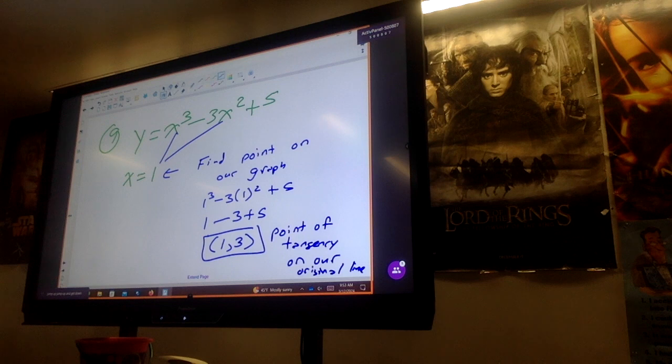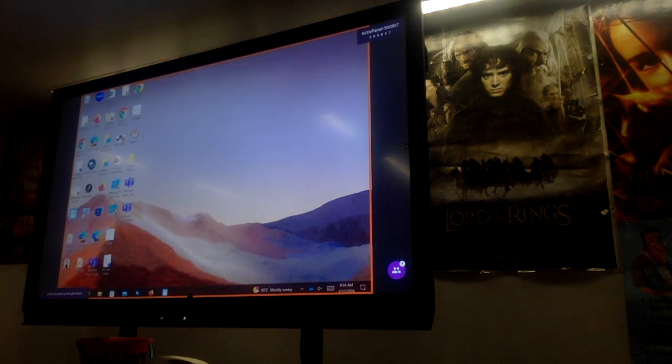Have I found the derivative? Does anyone see y prime up there? We haven't found the derivative. So let's graph this equation on Desmos.